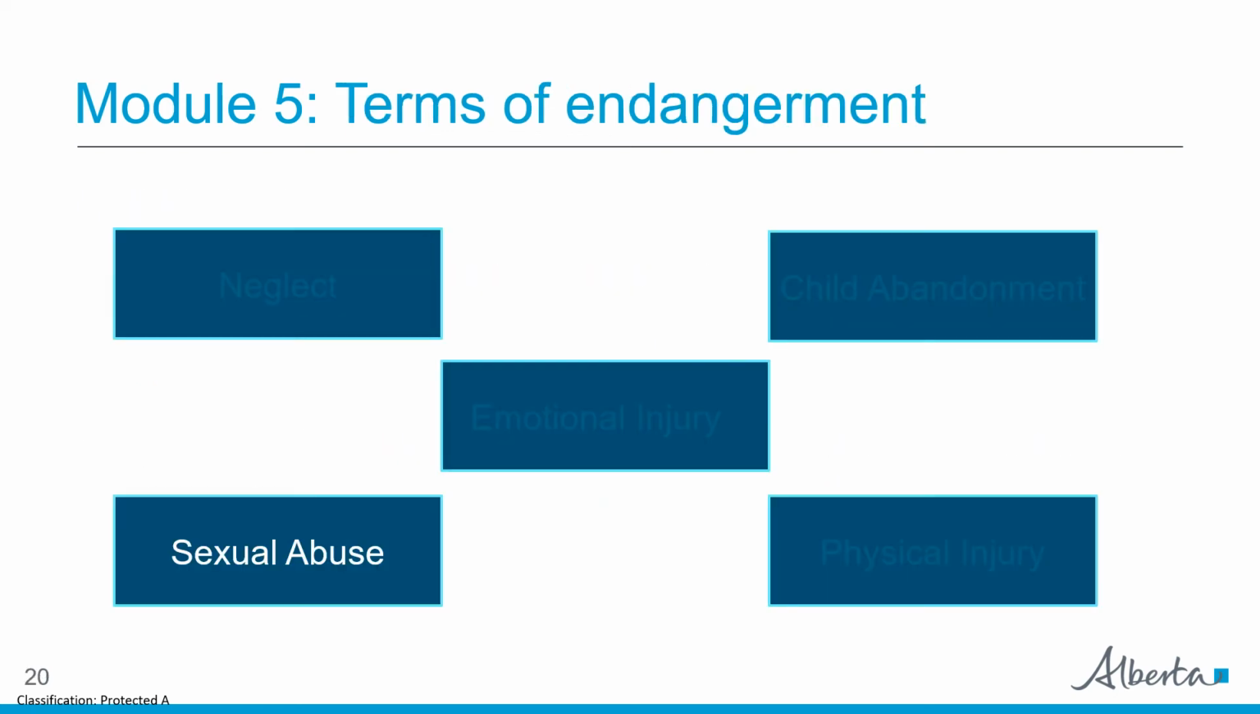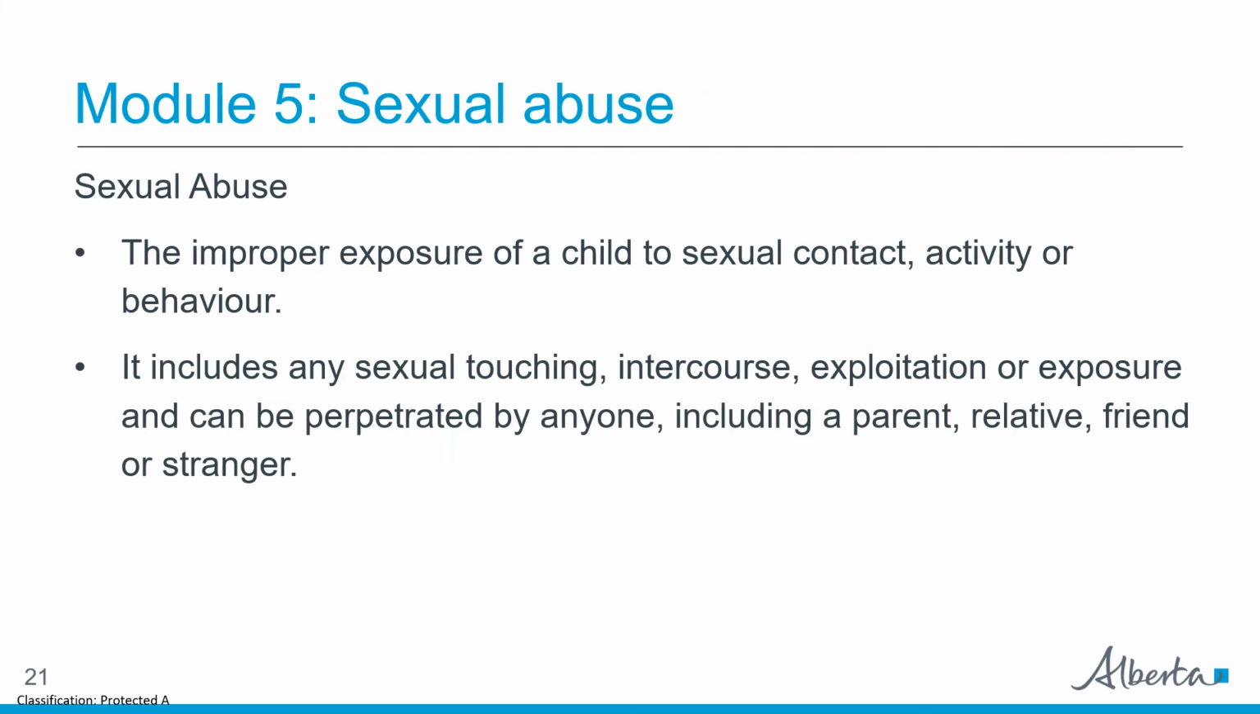Module 5. Terms of endangerment. Sexual abuse. The improper exposure of a child to sexual contact, activity, or behavior. It includes any sexual touching, intercourse, exploitation, or exposure, and can be perpetrated by anyone, including a parent, relative, friend, or stranger.